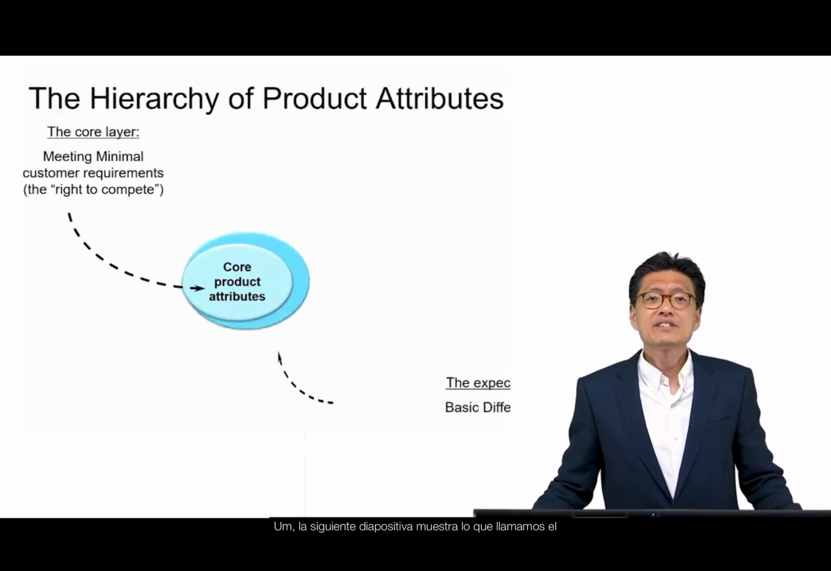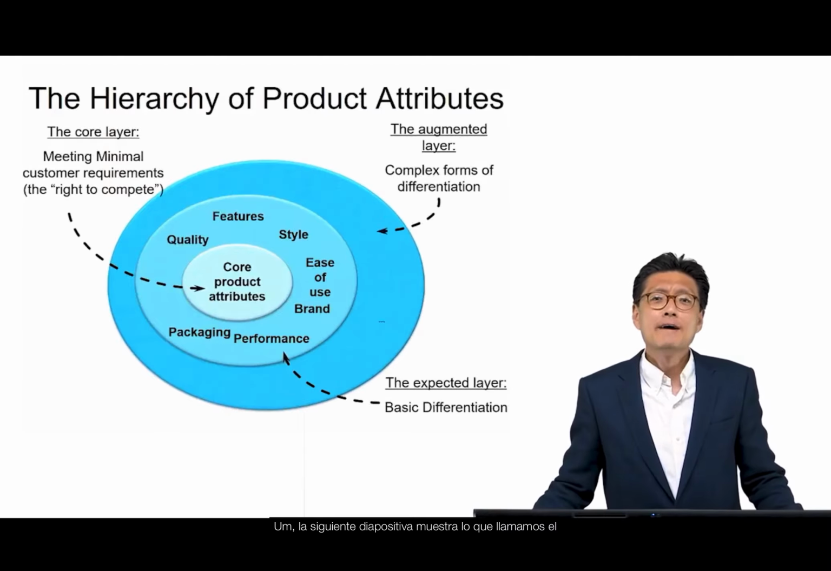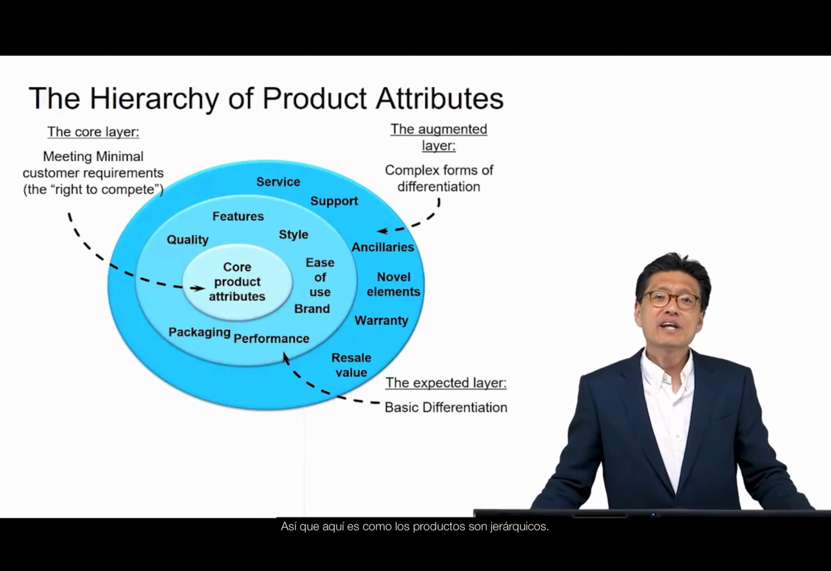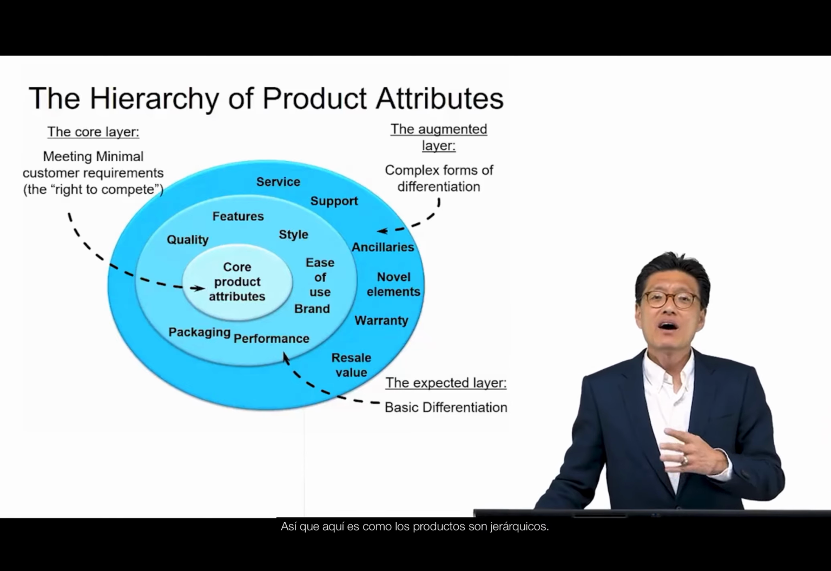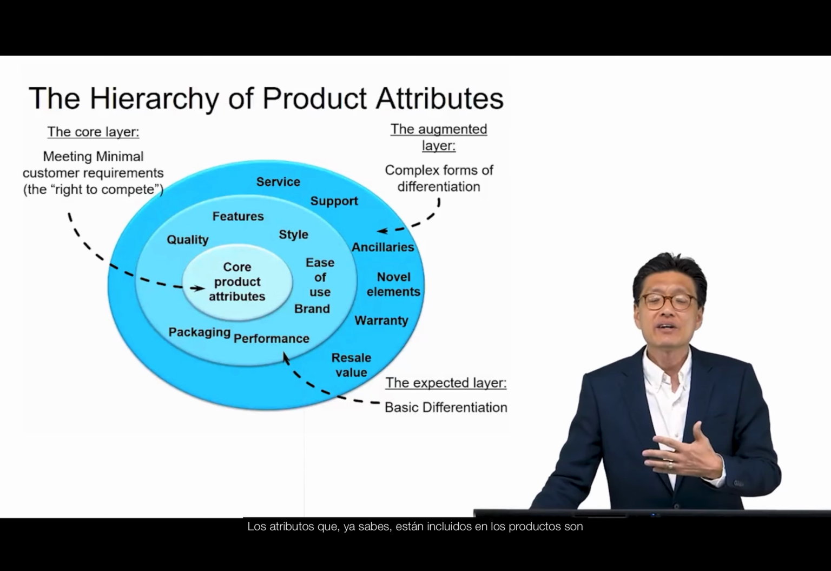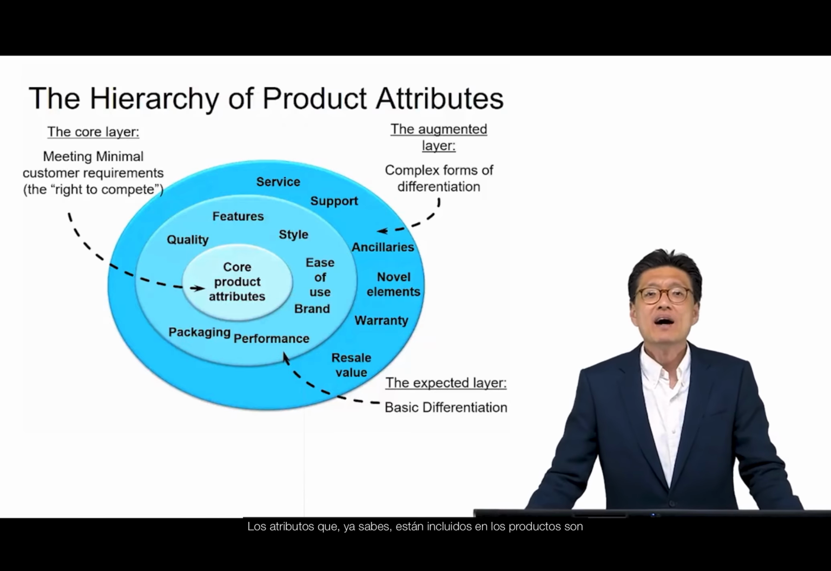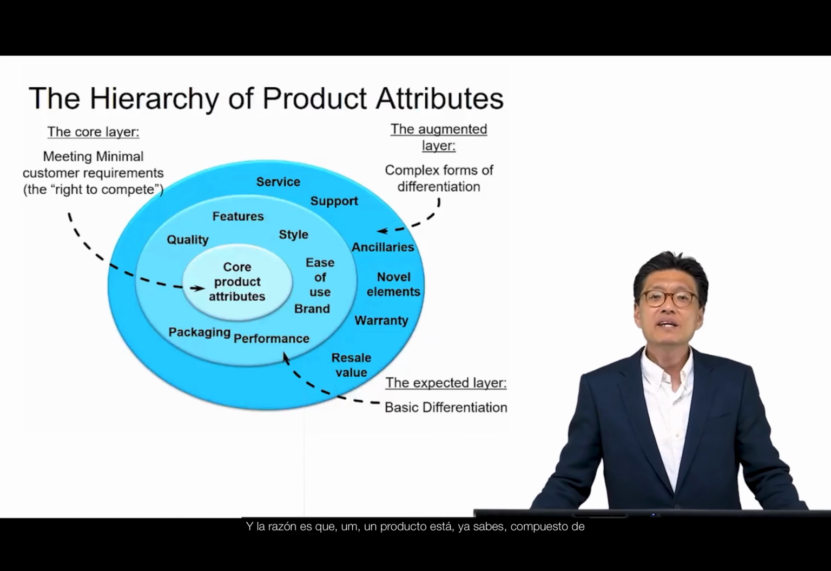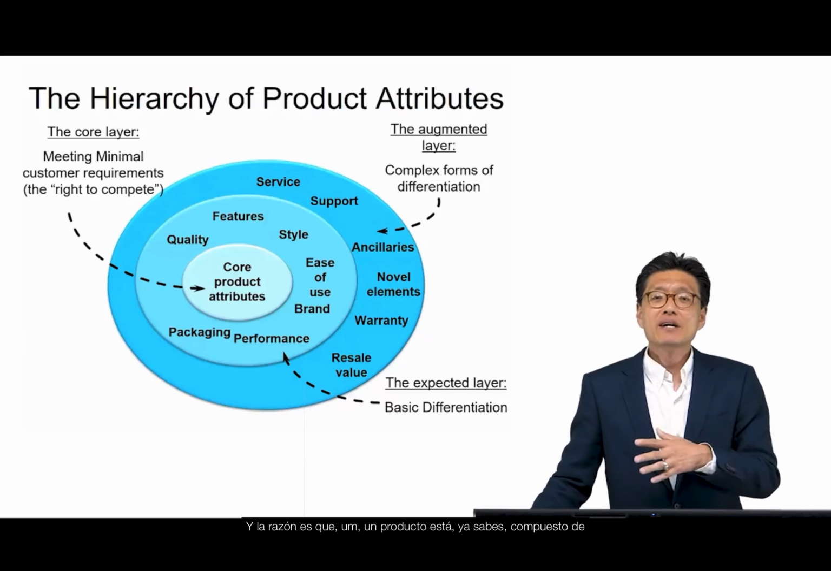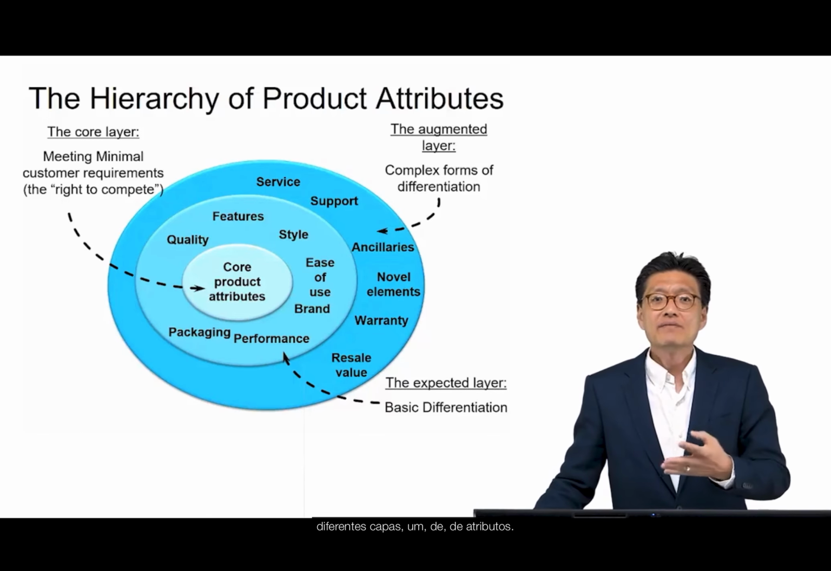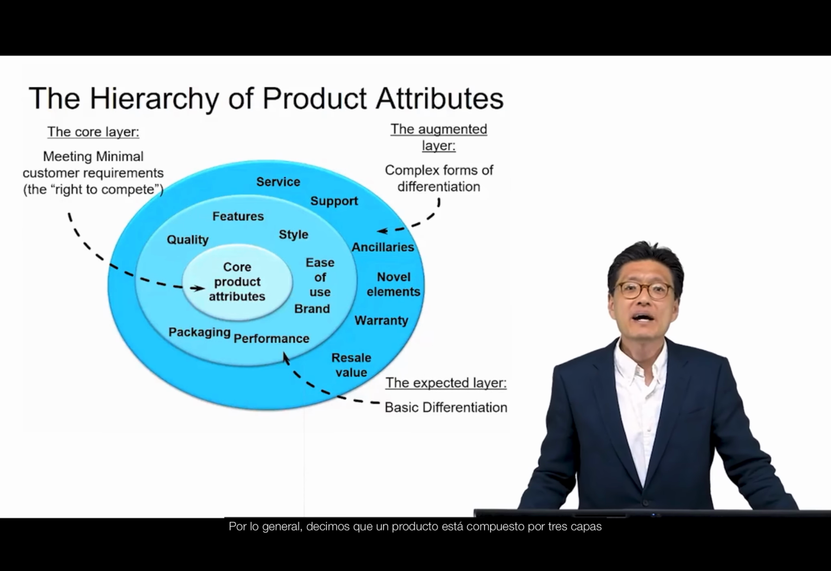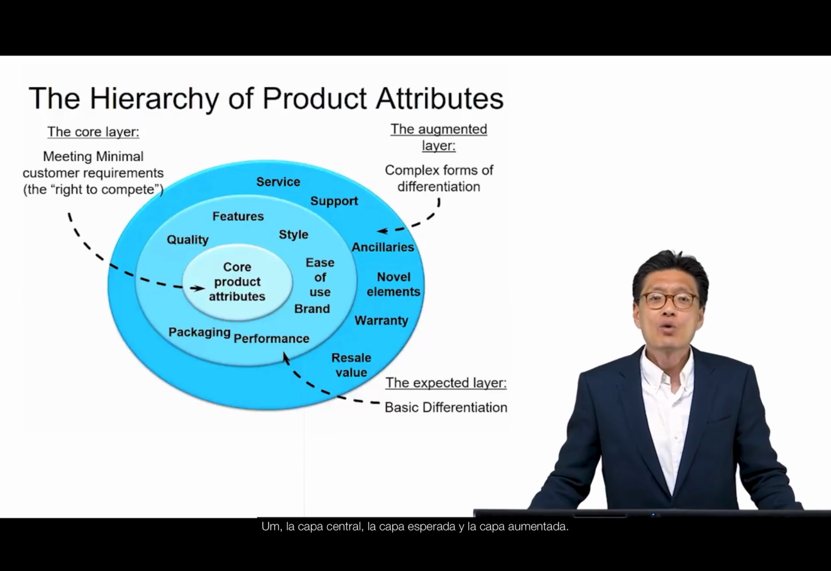The next slide shows you what we call the onion model. So here it's like products are hierarchical. The attributes that are included in products are hierarchical in the sense that we call this the onion model, and the reason being is that a product is made up of different layers of attributes. So typically we say that a product is comprised of three different layers: the core layer, the expected layer, and the augmented layer.